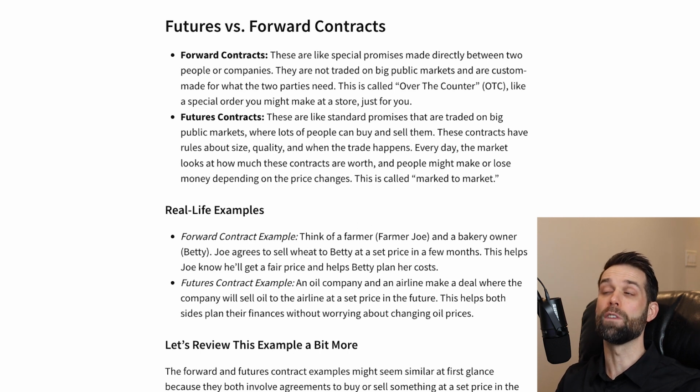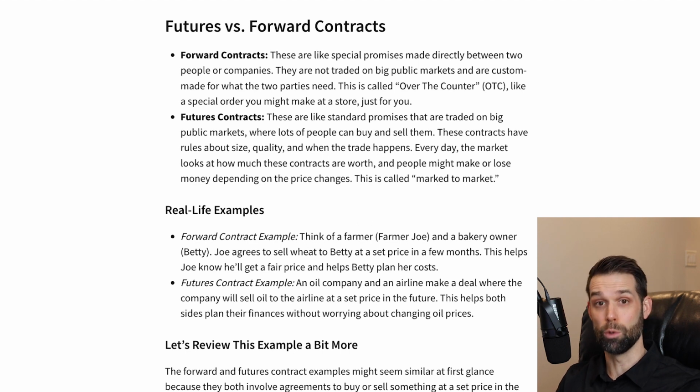This is called over the counter. It's like a special order that you might make at a store just for you. A brokerage firm or a bank or some sort of organization is going to help facilitate this deal, but it's between two people and it's customizable. Whereas futures contracts are like standard promises that are traded on a big public market, like an exchange, where lots of people can buy and sell them.